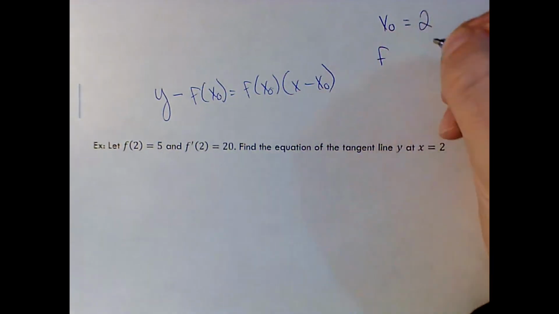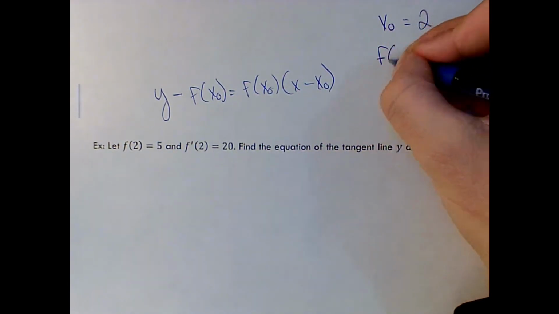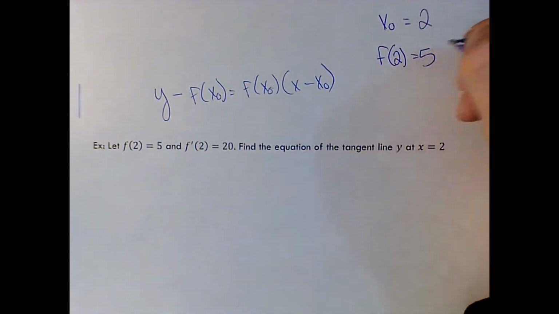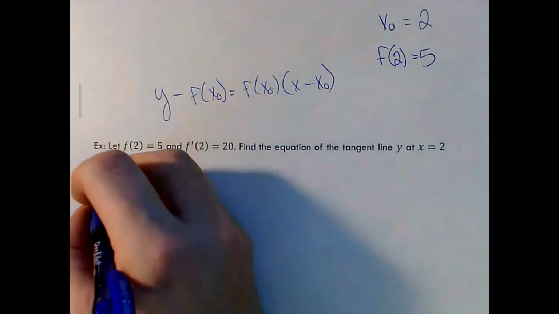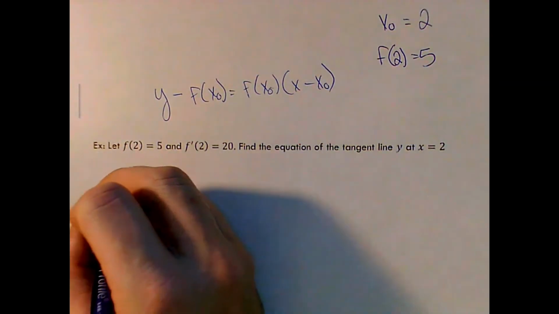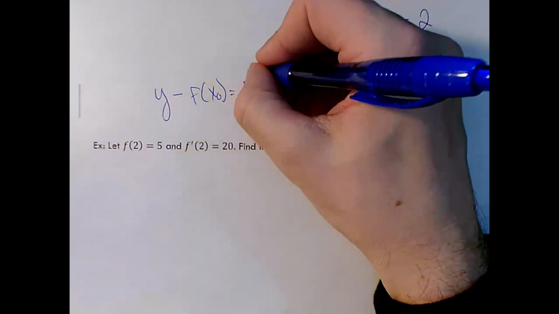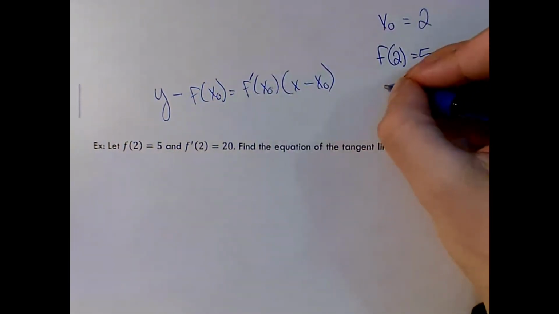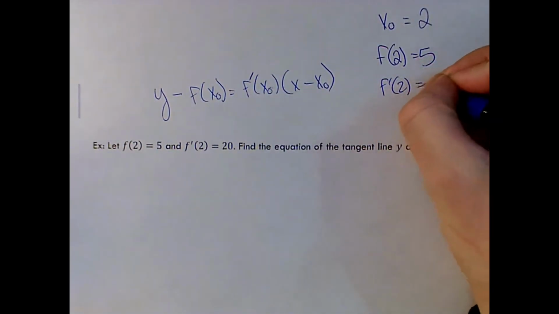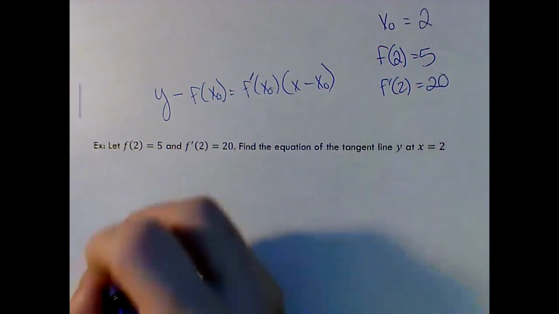So f of x sub 0 is going to be f of 2, which is 5. So let's just plug it all in. Oh, by the way, this is supposed to be f prime of x sub 0. So f prime of 2 is 20. So let's plug it all in.